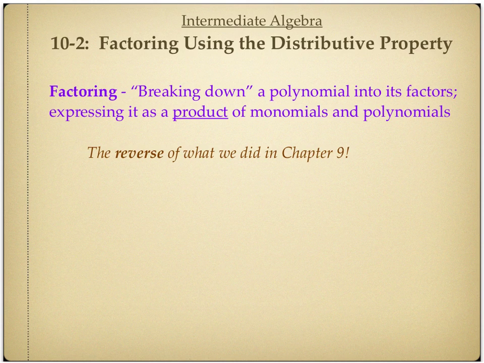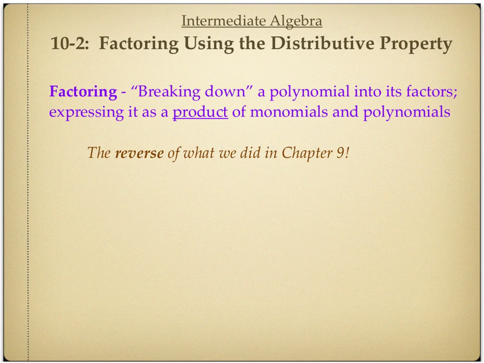Again, what we mean by factoring is breaking down a polynomial into its factors, expressing it as a product of monomials and polynomials. Essentially this is the reverse of what we did in Chapter 9. When we were multiplying polynomials there, now we're going to be reversing that process. Not really dividing, but breaking down is probably a better word for what we're going to do here.